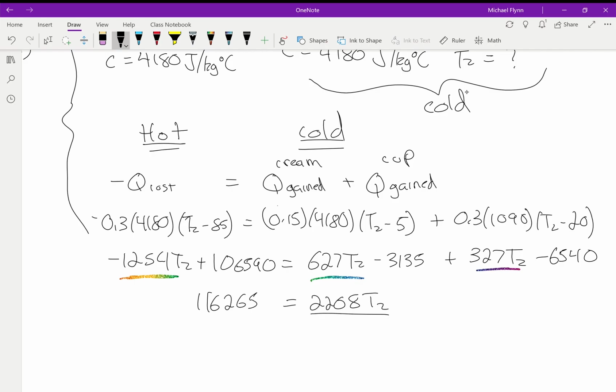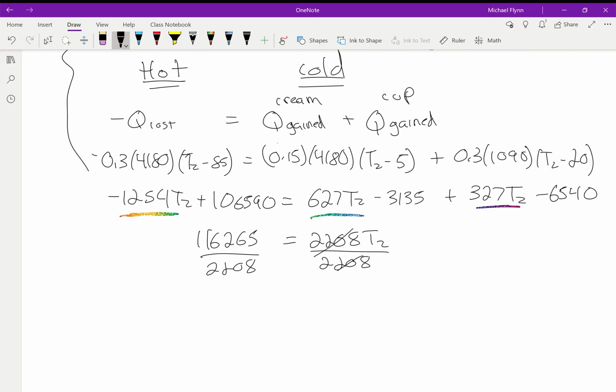Now I'm going to divide both sides by 2208. Dividing 116,265 by 2208, I get 52.65 degrees. So T2 equals 52.66 degrees, I guess I'll round it, degrees C. Now I'm going to underline this number.